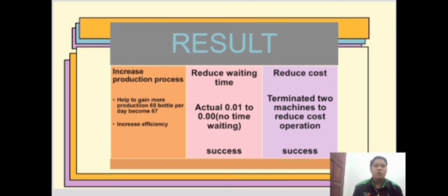In the suggested simulation, 2 machines have been terminated to reduce operation cost. Although 2 machines have been removed, the operation is still running. So the simulation this time is considered successful.